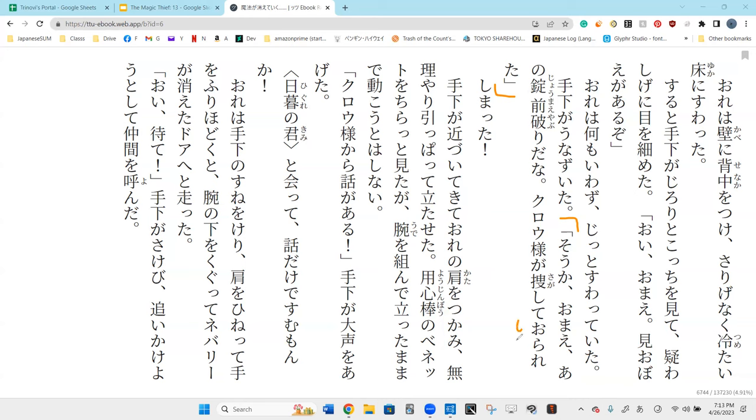Orareta. So, oru is old speech for iru. And I believe the passive form here is just for politeness. It's just the same as sagashiteru, sagashiteta.